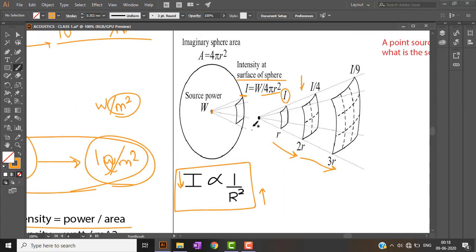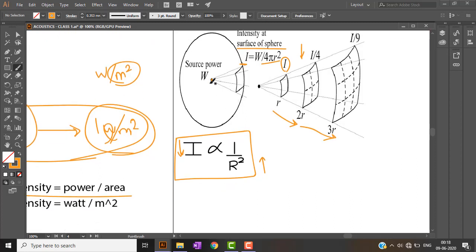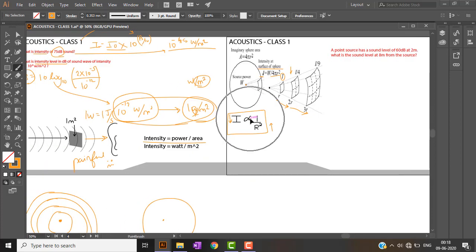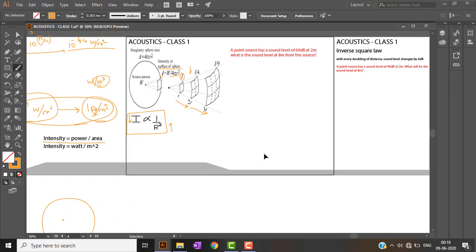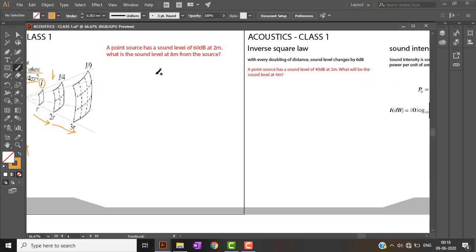Okay, so we will only be dealing with the spherical point source. In whatever question, if it is mentioned that a point source will be releasing sound, consider that as spherical only. Okay, so now let's solve this problem, a simple problem.